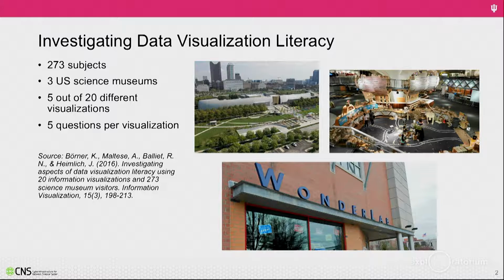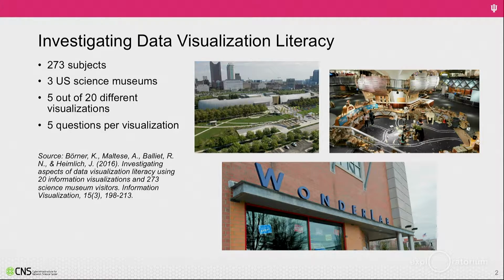So in 2016, we took 273 subjects across 3 US science museums in Columbus, Ohio, New York City, and beautiful Bloomington, Indiana, where I happen to reside. So that's what I look like up here. Each of the subjects was shown 5 out of 20 different visualizations. And then each of the subjects was asked 5 questions per visualization.